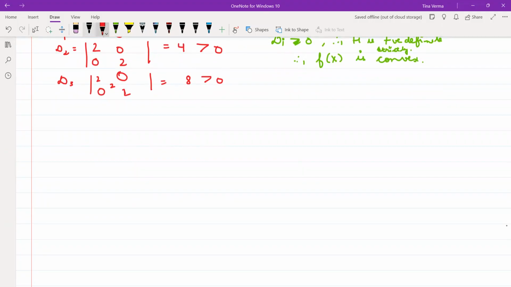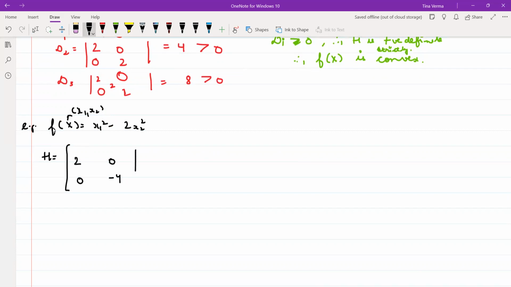You can also check with another example, where you have to check f of x, that is x1 square minus 2 x2 square. Here you can see x is a two variable system, x1 and x2. You can construct your Hessian matrix. Your Hessian matrix comes out to be 2 0, 0 minus 4. You can construct it, right? So this is your Hessian matrix. Now you can take D1. D1 means the 1 cross 1 determinant, so it will be 2. And D2, that means the 2 cross 2 determinant, is minus 8.